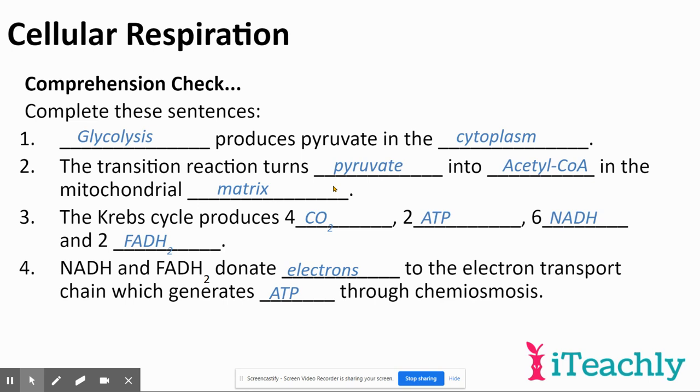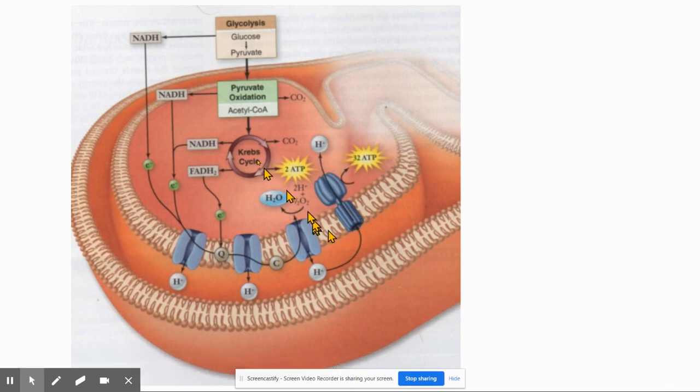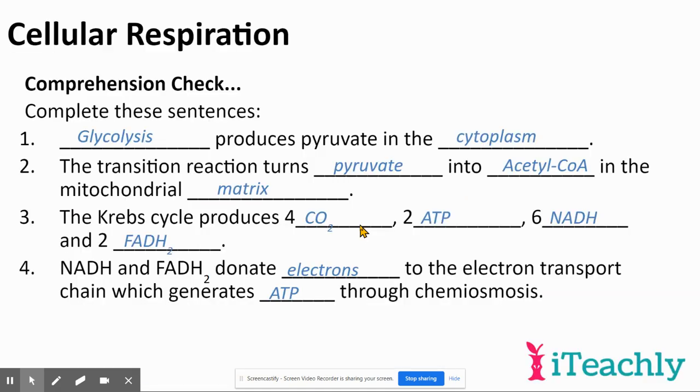Okay, so glycolysis produces pyruvate in the cytoplasm. The transition reaction turns pyruvate into acetyl-CoA in the mitochondrial matrix. The Krebs cycle produces 4 CO2, 2 ATP, 6 NADH, and 2 FADH2. And then NADH and FADH2 donate electrons to the electron transport chain, which generates ATP through chemiosmosis. So the chemiosmosis is this right here. This ATP synthase is chemiosmosis.